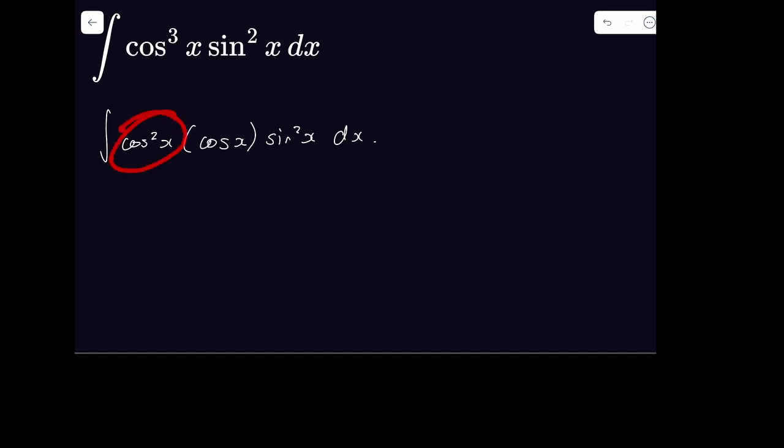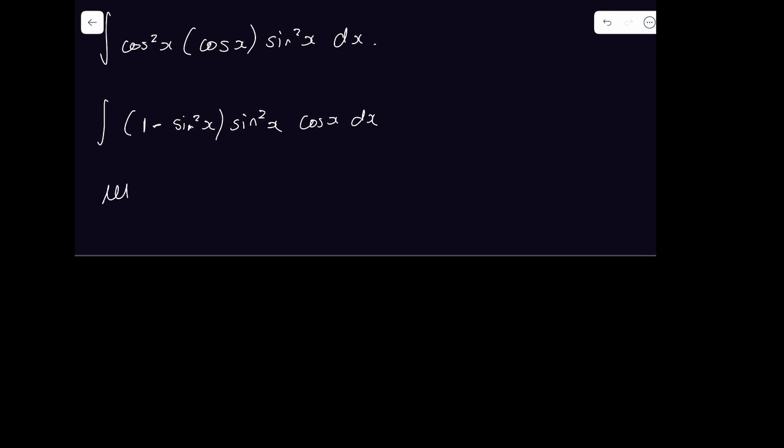Well, we rewrite this, right? So if we rewrite that, we're going to get 1 minus sine squared x times sine squared x, okay? And then we're going to have cos x dx over here. Okay, I'm setting it up for the next part. If I then let u equal sine x, therefore du is equal to cos x dx, right?